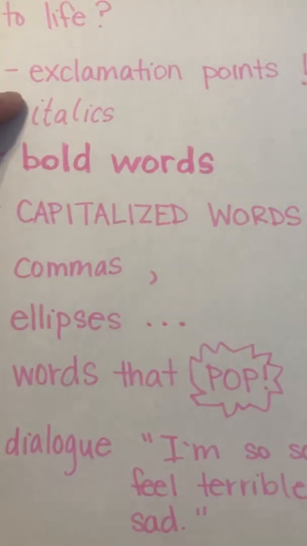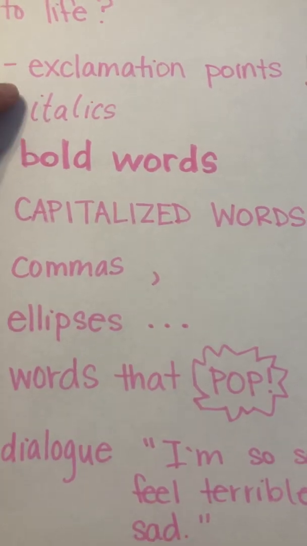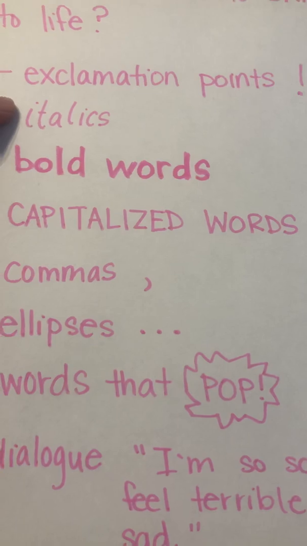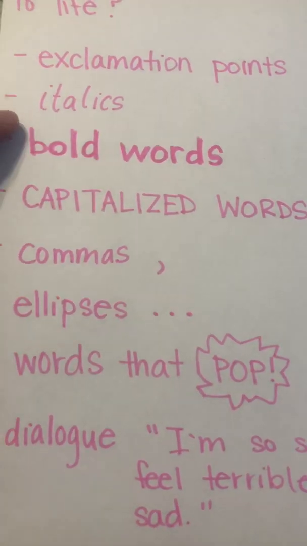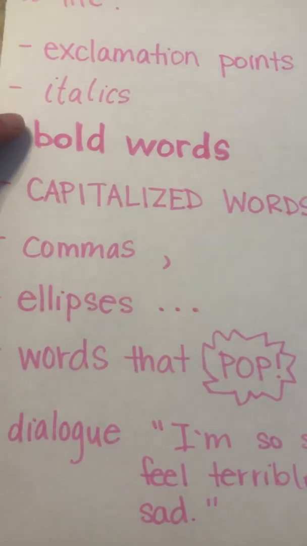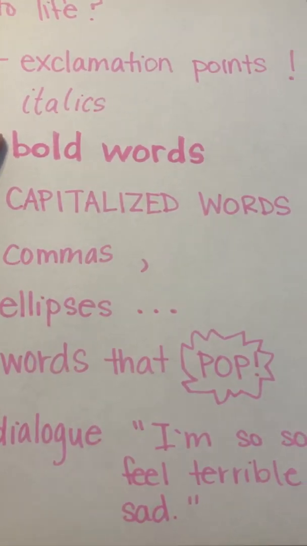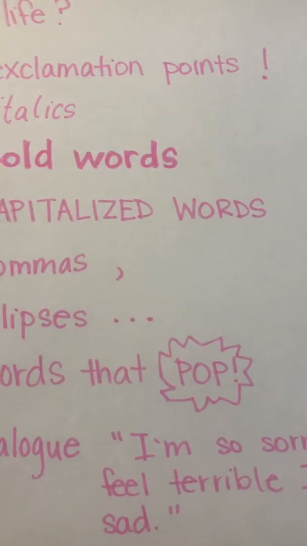We also have these things called italics. Italics are when the words look like they're slanted to one side, and italics mean that we might want to use a stronger voice when we read the words in italics. Same with bold words. Bold words are those dark words. They also mean that we want to use a stronger voice because the character must be having a stronger feeling with those words.